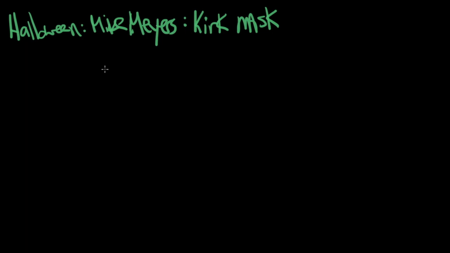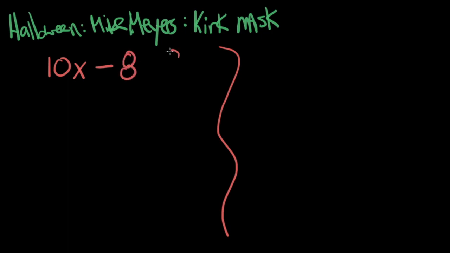Here we go. Let's do another one. Let's do a medium one and a harder one. So let's just go and simplify. 10x, take away 8. Let's go and factor this. So this one, there's only 10s and 8s. So the GCF is going to be, I think, 2. And that's going to leave me with a 5x minus 4.